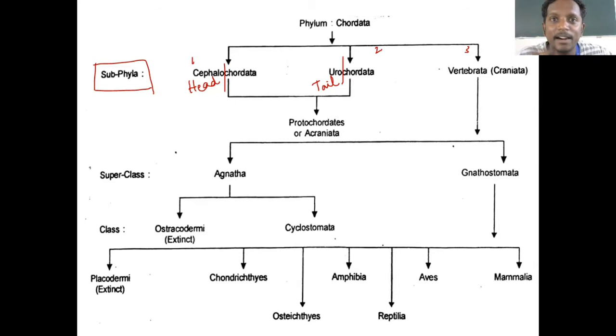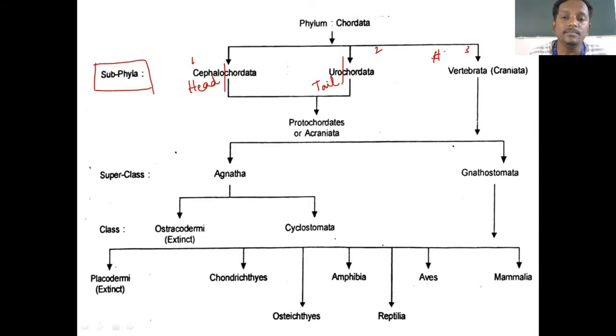And speaking about the third subphylum, vertebrata, so here we are going to study. Whatever information I spoke about cephalochordata and urochordata, only that much is enough. We are not going to study in detail. But when it comes to vertebrata, this we are going to study in detail. So our concentration should be towards vertebrata now. Now, vertebrata, if you see in bracket, I have used one more word called craniata.